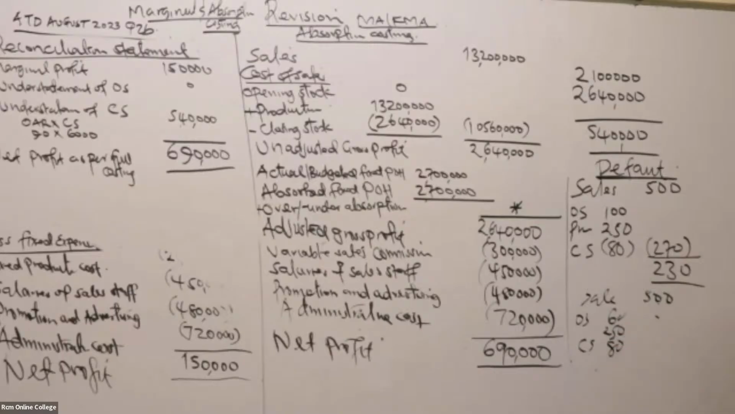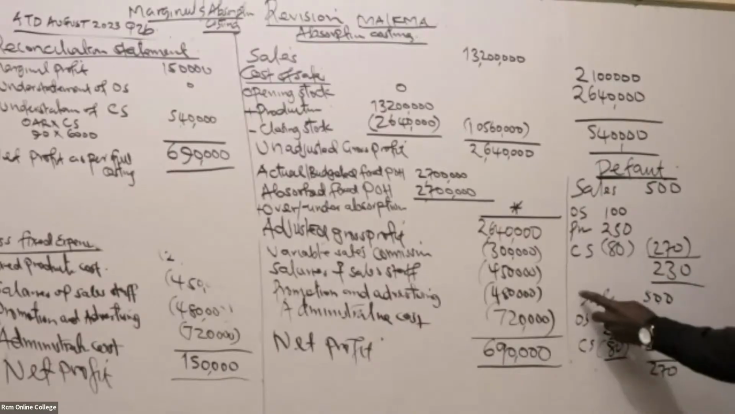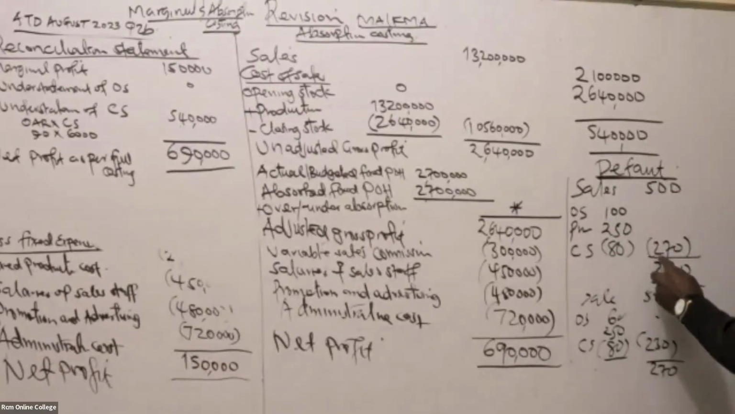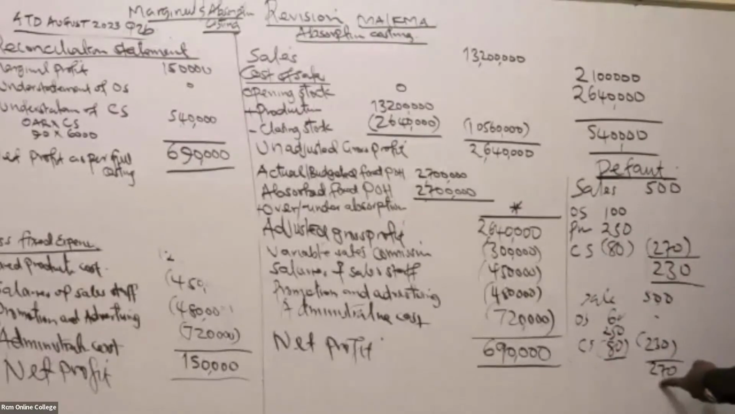So 60 plus 250, that will be 310. 310 minus 80, that will be 230, right? That will give us 230. Now 230, look at it, it is giving us 270. When you understate opening stock, you are exaggerating your profit from 230 to 270. Understatement of opening stock by 40 shillings exaggerates our profit by how much? By 40 shillings.